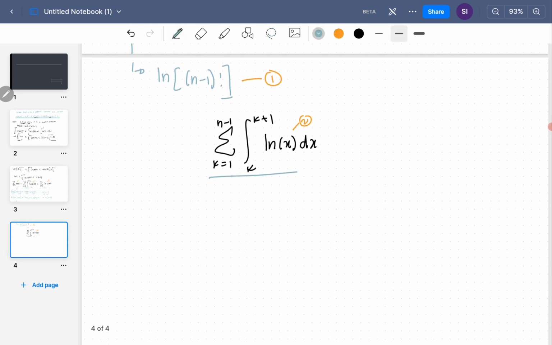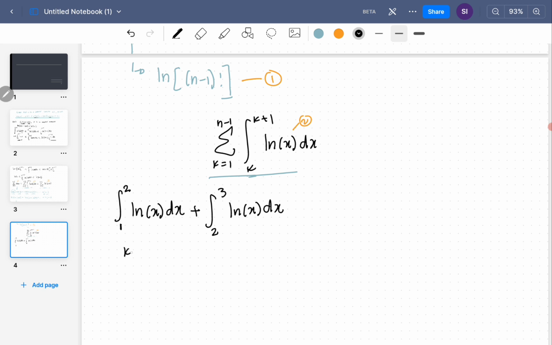We have summation k equals 1 to n minus 1, integration k to k plus 1, natural log of x dx. So, once again, we have a k here and we have a k plus 1 here. We can start replacing them. Let's say k equals 1. We get 1 to 2, natural log of x dx. Remember, we don't replace a 1 or a 2 or any number for x because we're replacing it for k, not for x. Then we're going to do k is equal to 2, so 2 to 3, natural log of x.